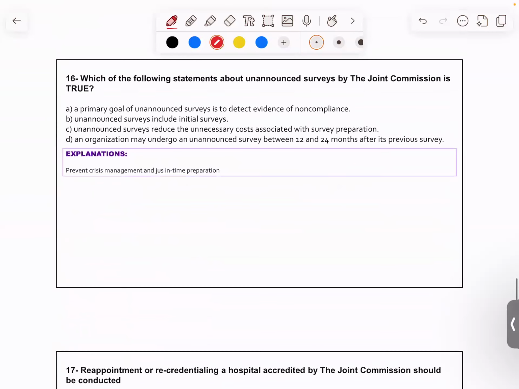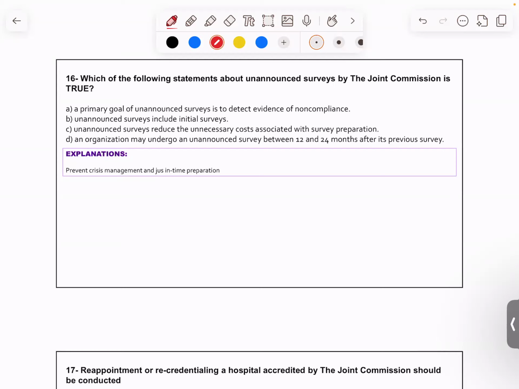Which of the following statements about unannounced surveys by the Joint Commission is true? A, a primary goal of unannounced survey is to detect evidence of non-compliance. B, unannounced surveys include initial surveys. C, unannounced surveys reduce the unnecessary cost associated with survey preparation. D, an organization may undergo an unannounced survey between 12 and 24 months after its previous survey.